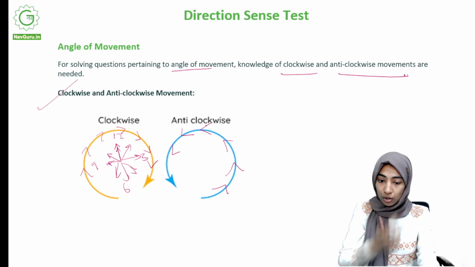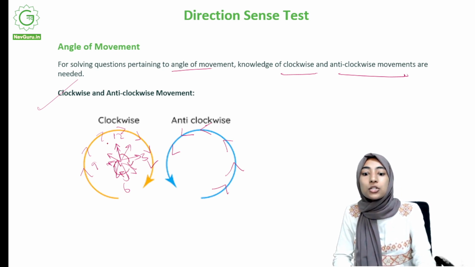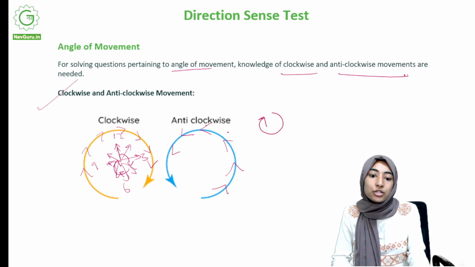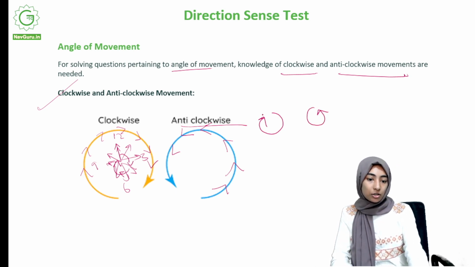So this direction in which the minute hand goes, basically like this, is called clockwise. And the opposite to that, the opposite to this direction, is anti-clockwise. That is this. The opposite to this is called anti-clockwise. This is how you know.